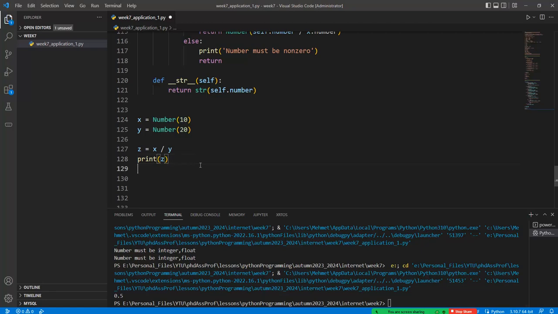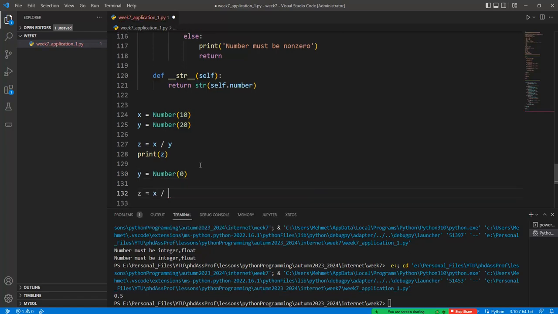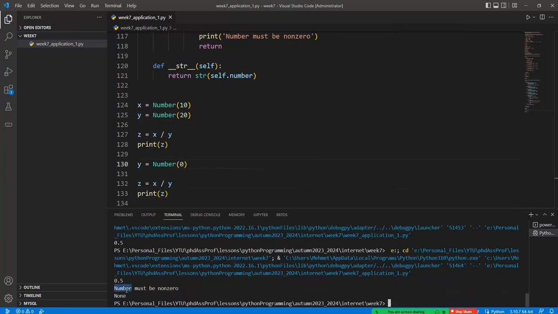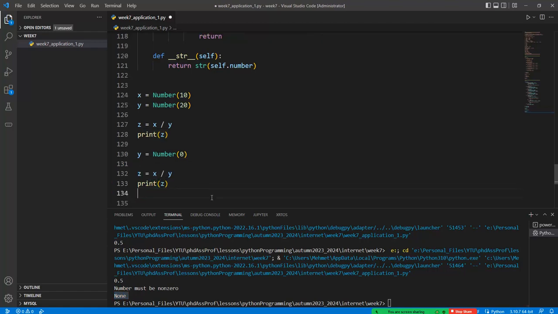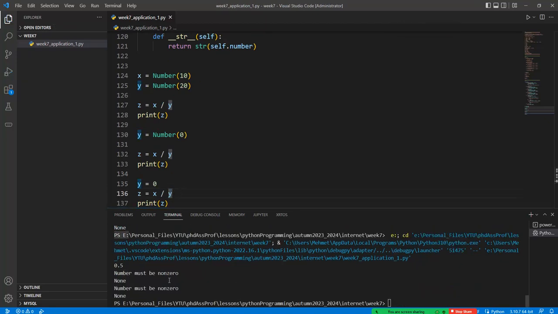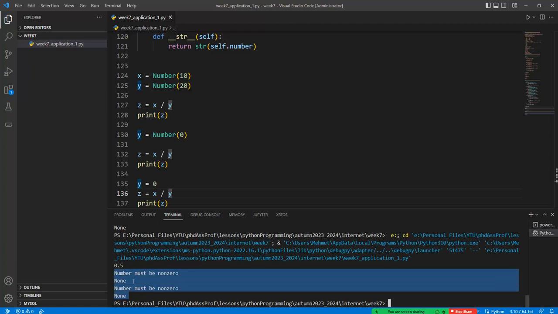But if I assign y the number 0, and after that I calculate x divided by y and print the z value here like this one, the number must be non-zero, and it returns non-values. Or I can set y equal to 0, and y can be assigned here. This is also a double check for our algorithms.